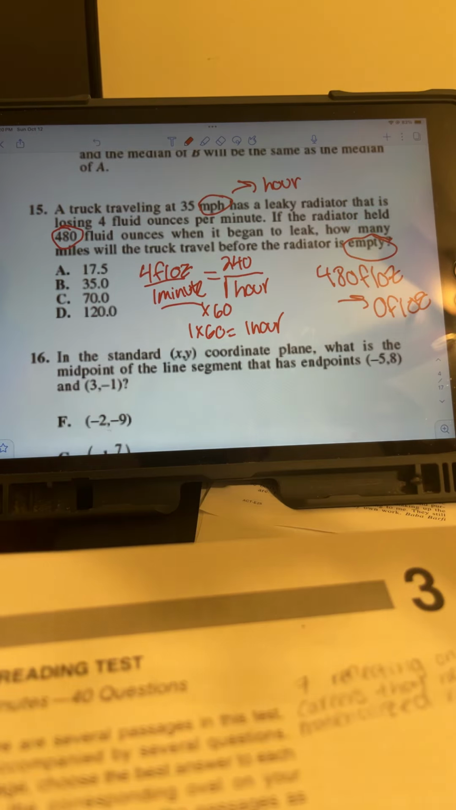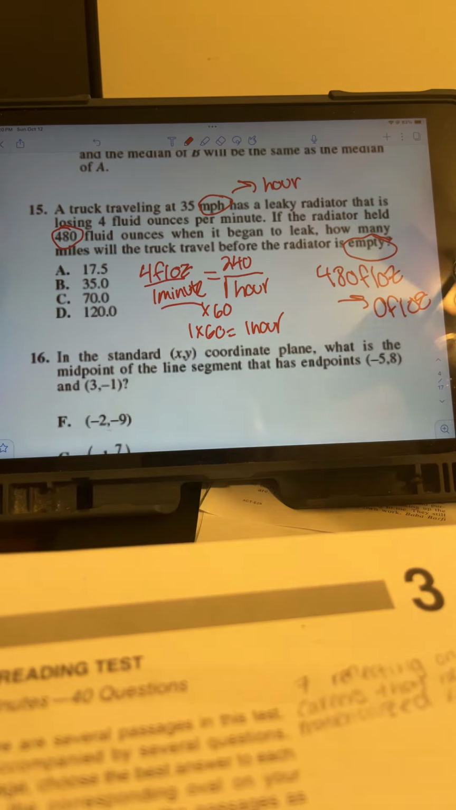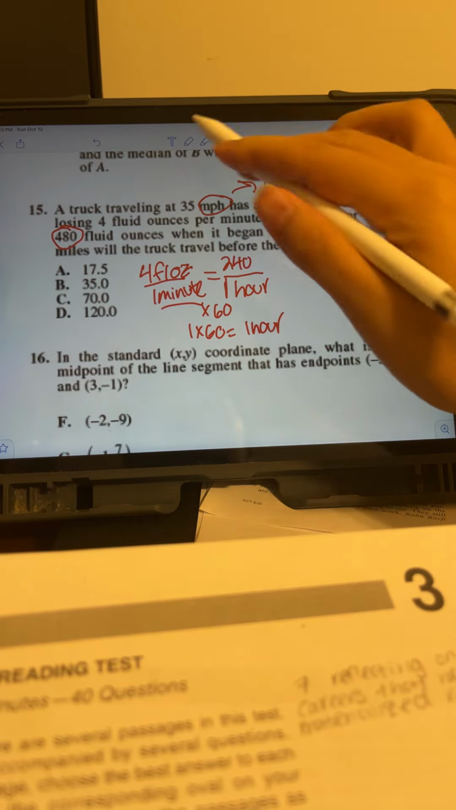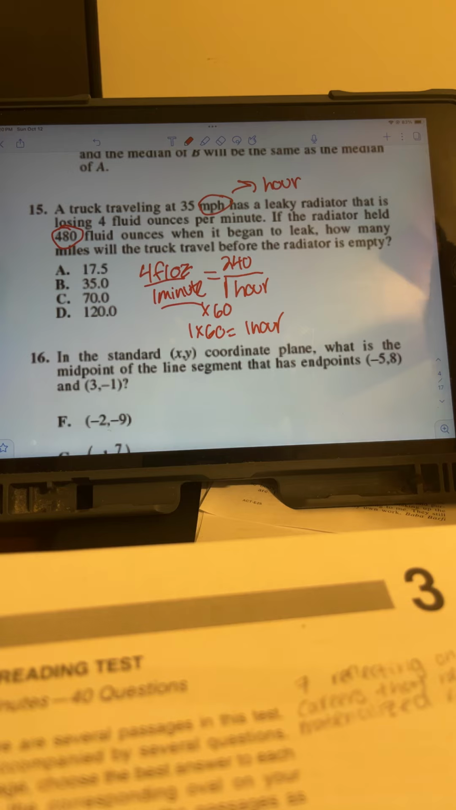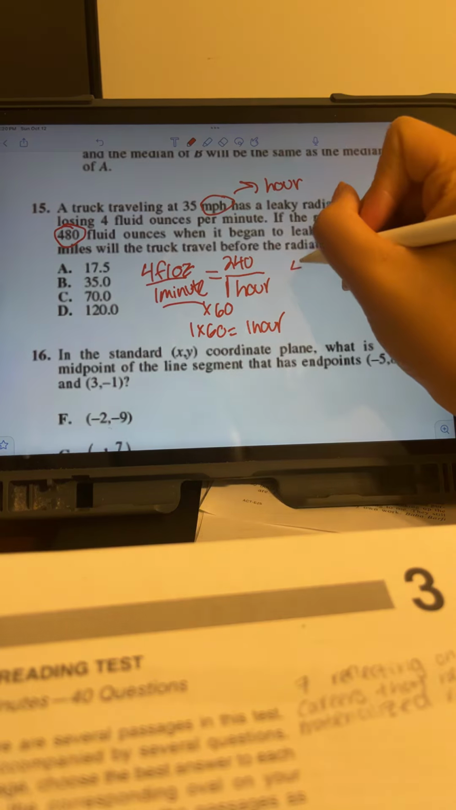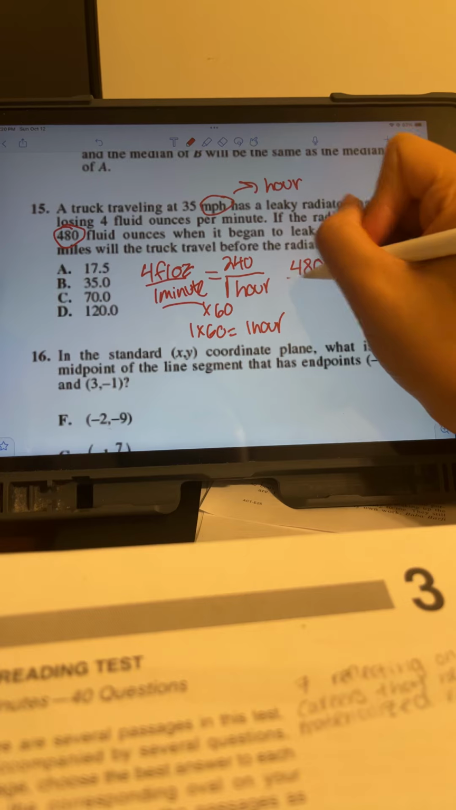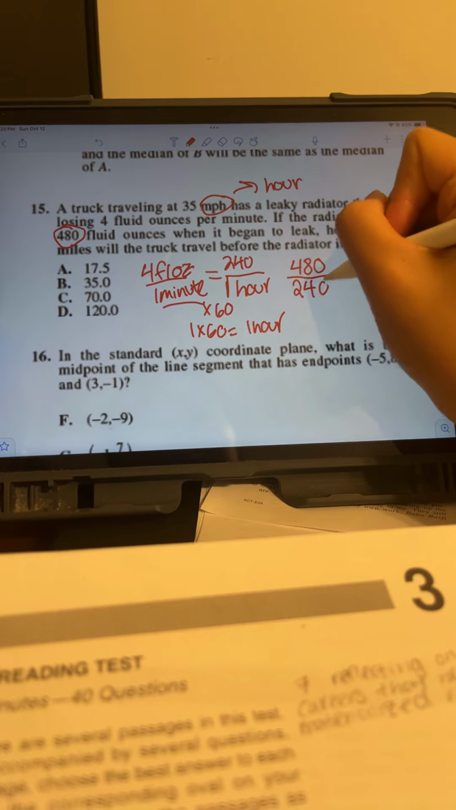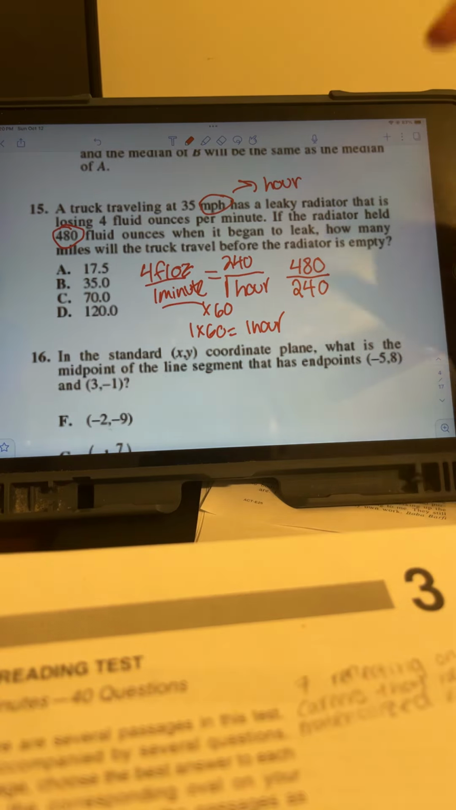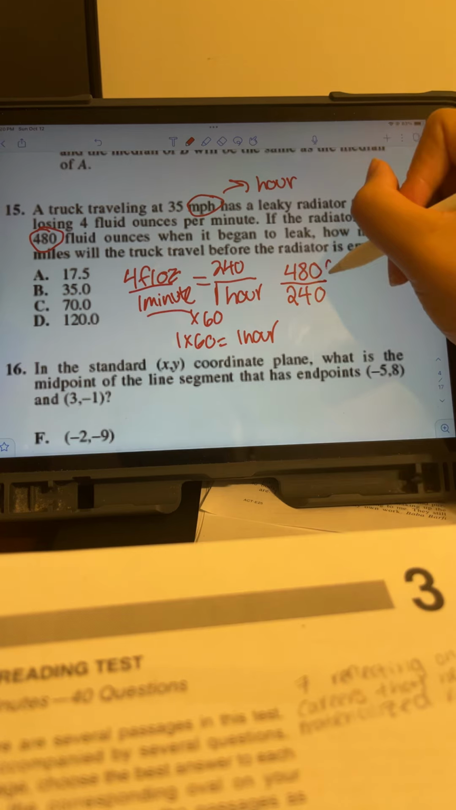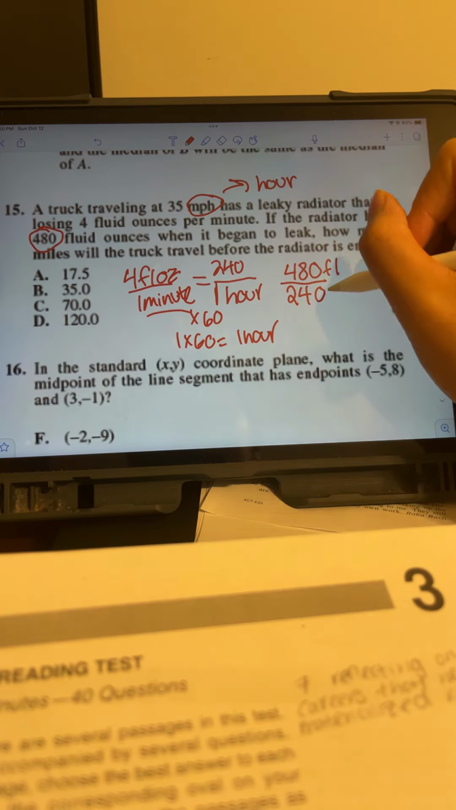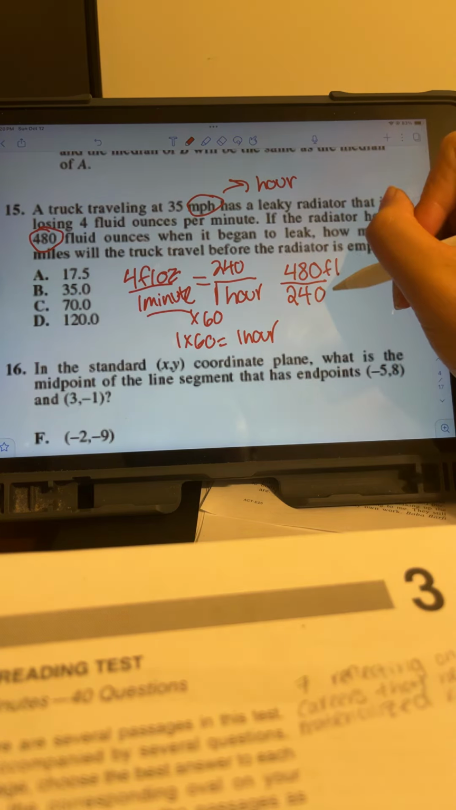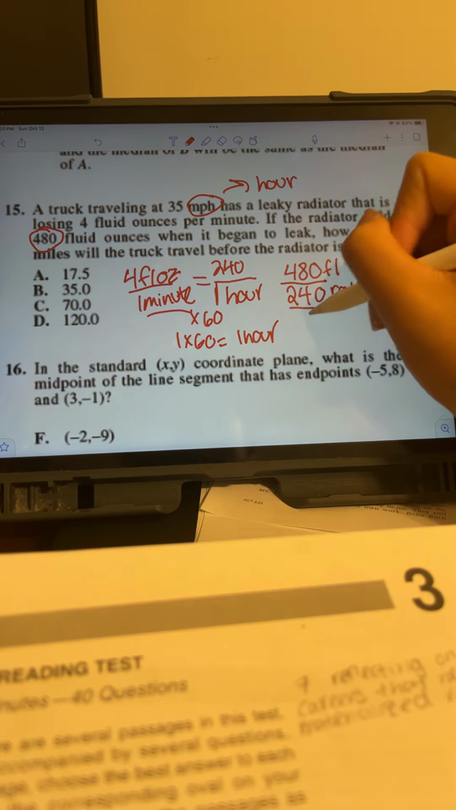Now it had 480 fluid ounces when it first began to leak, and it's losing at a rate of 240 per hour. So we have to determine how many hours it takes in order for it to become 0. So 480 divided by 240. If you're confused on how that happens, 480 is the fluid ounces, and 240 is the rate. Or you could say 240 per hour.